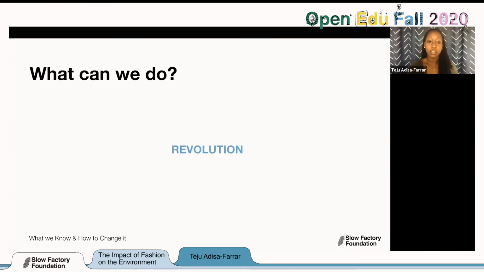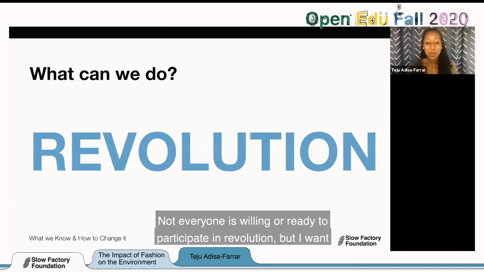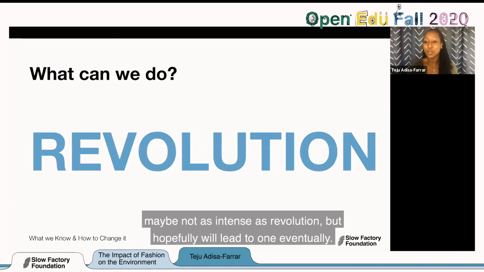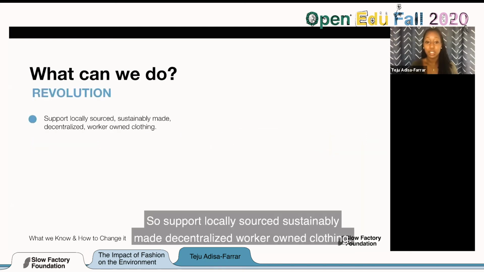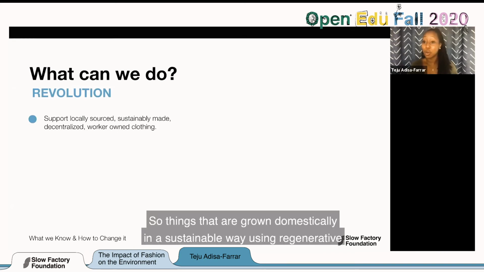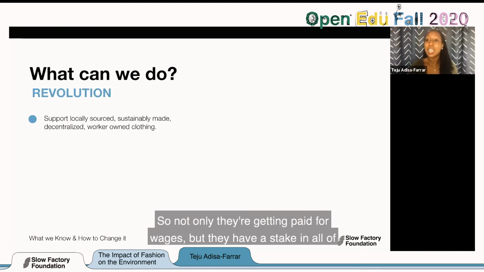What can we do to change it? My personal feeling is a revolution. Not everyone is willing or ready to participate in revolution, but I want to give some other examples of things that can be done that are subsets, maybe not as intense as revolution, but hopefully will lead to one eventually. So support locally sourced, sustainably made, decentralized, worker-owned clothing. That's a mouthful. So things that are grown domestically in a sustainable way using regenerative agriculture that are decentralized, meaning there's not two countries controlling most of the supply chain, and that are owned by the workers. So not only they're getting paid fair wages, but they have a stake in all of the garments that they're producing.